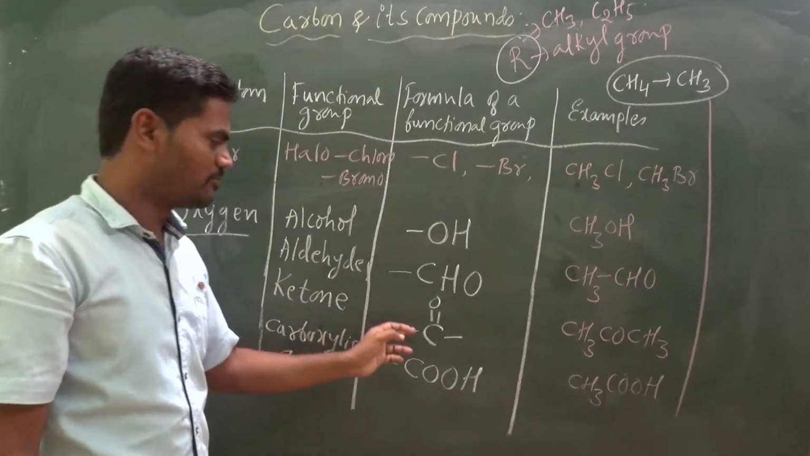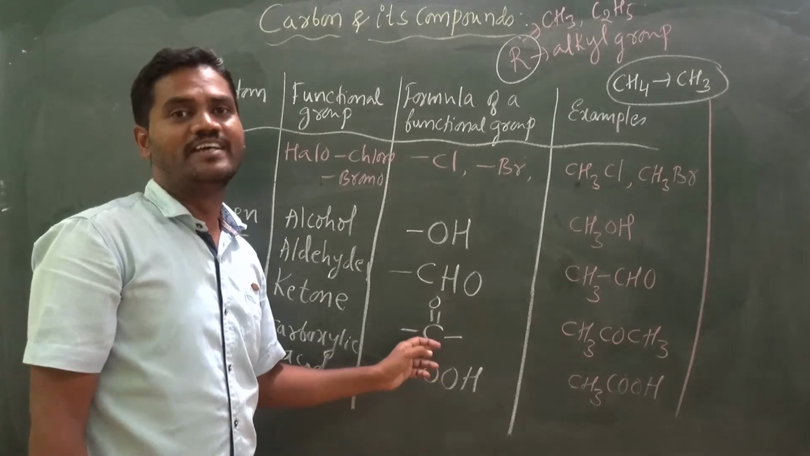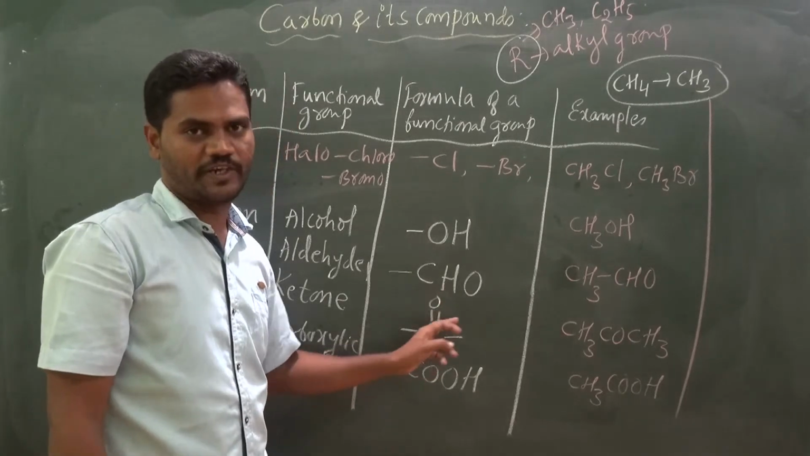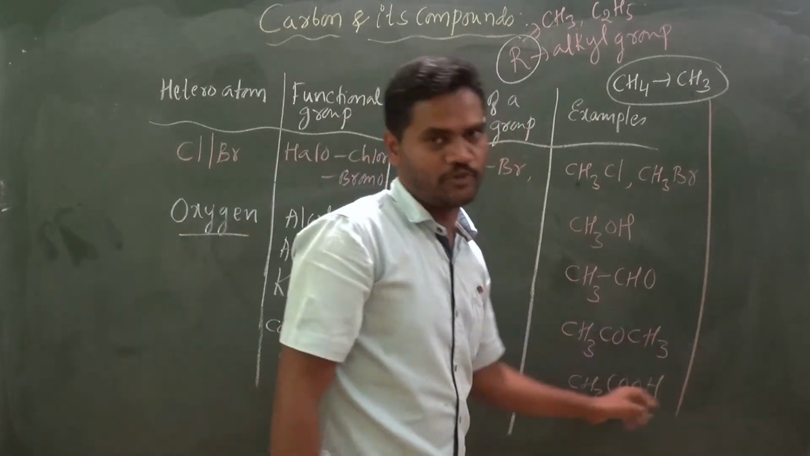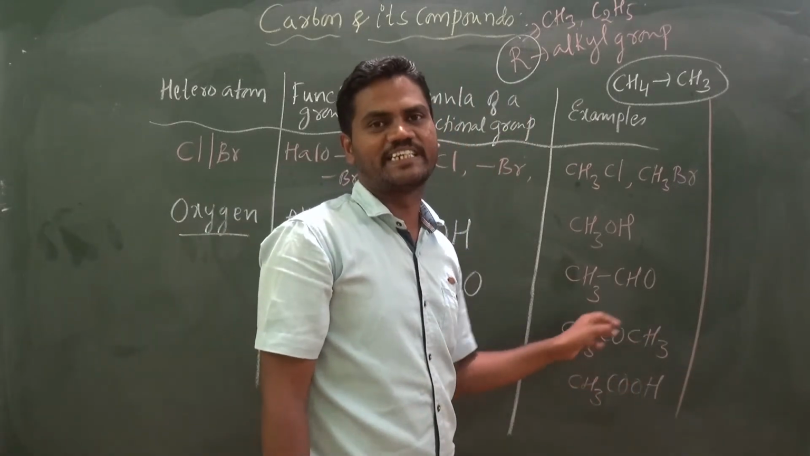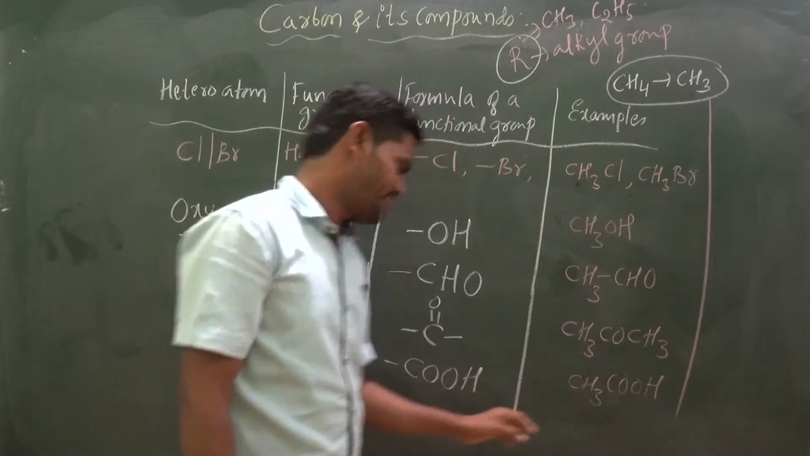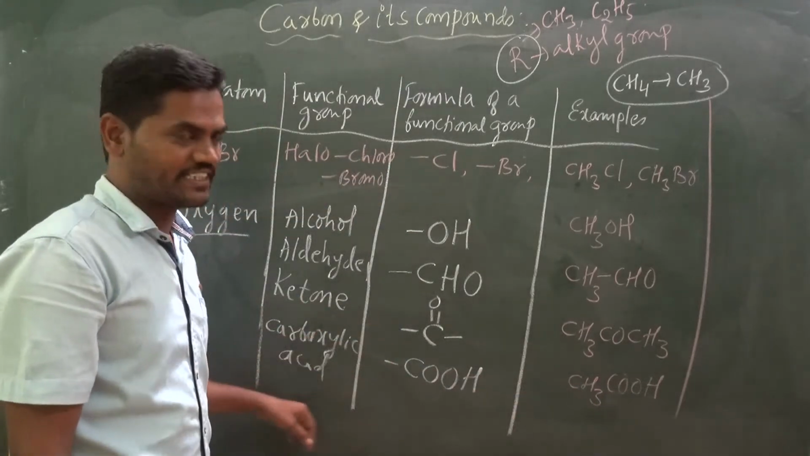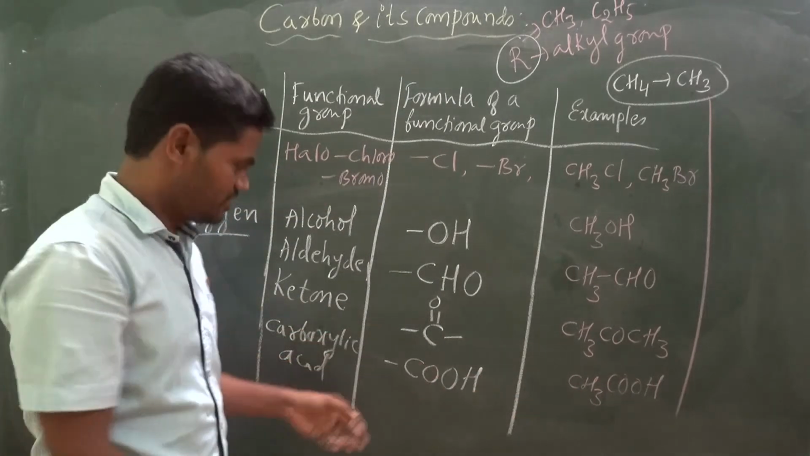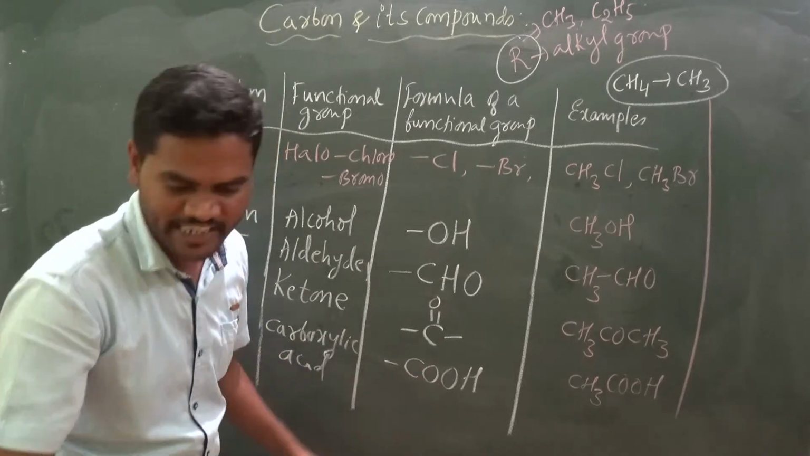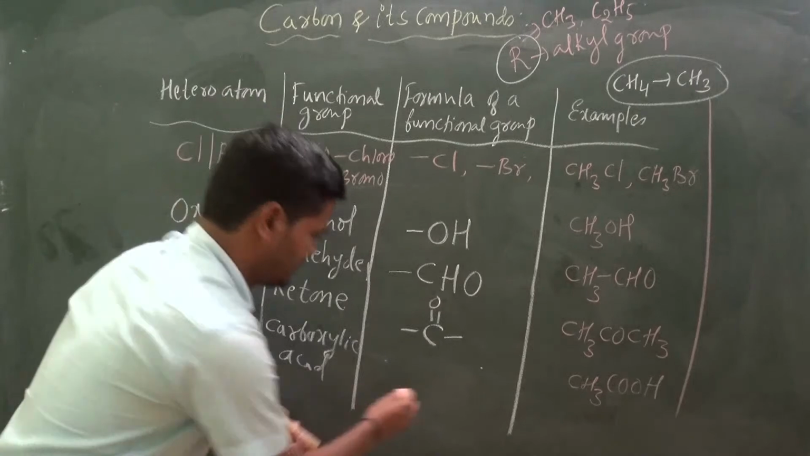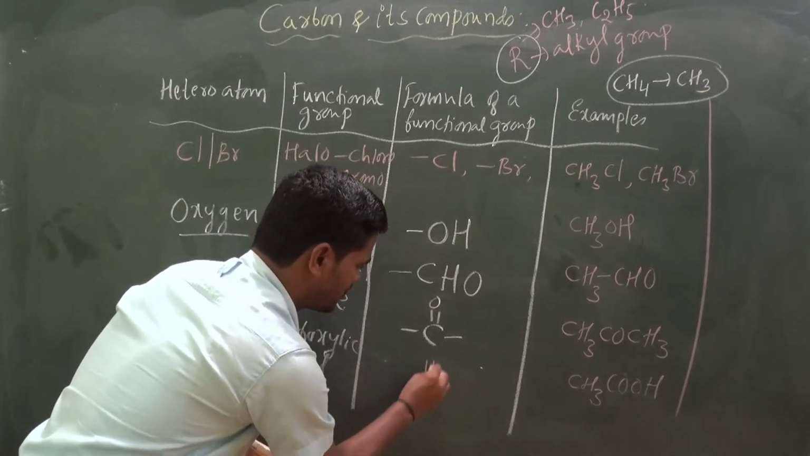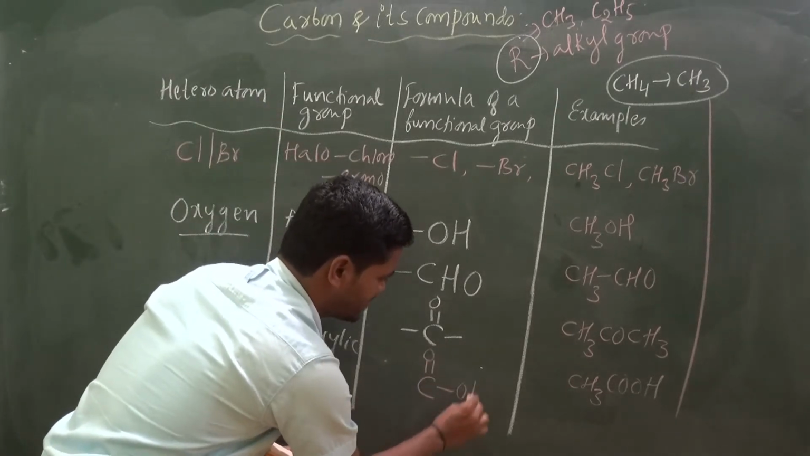The functional group for the ketone is C double bond O. C double bond O. So this one is the acetone, CH3COCH3 is the acetone. The next one is the carboxylic acid. I can write this as COOH in another way. This is C double bond O, OH.